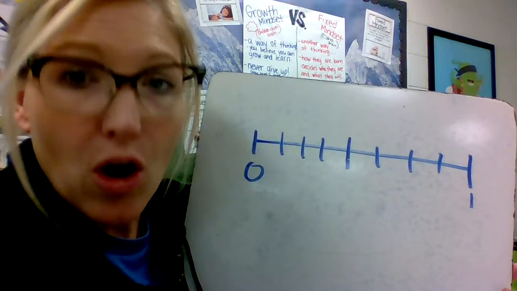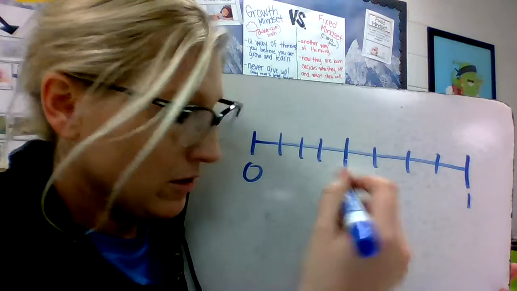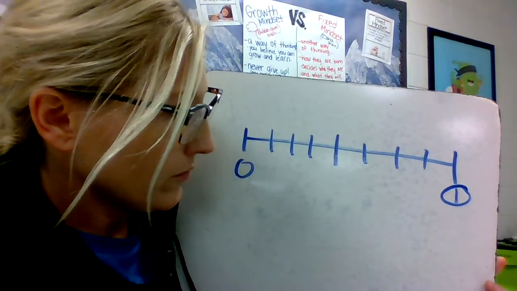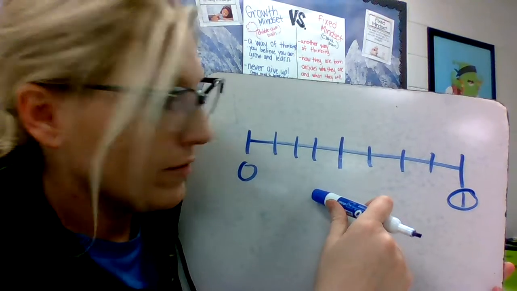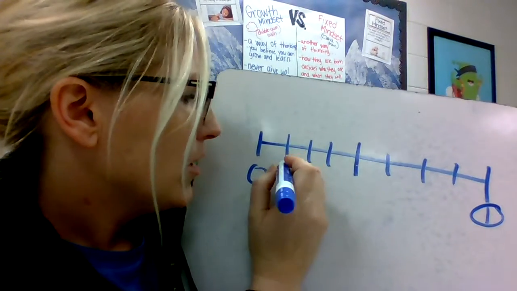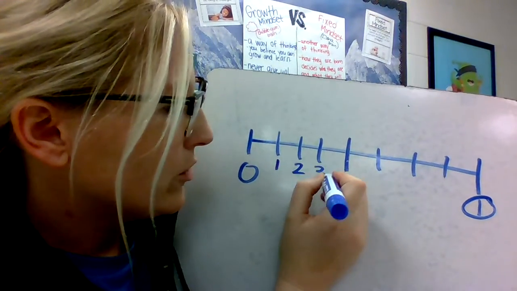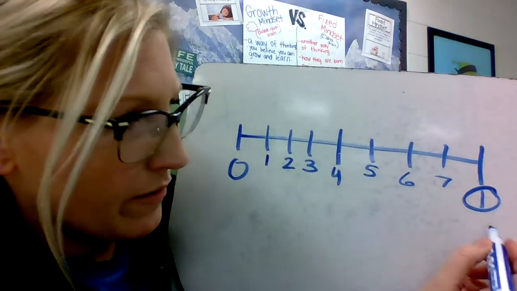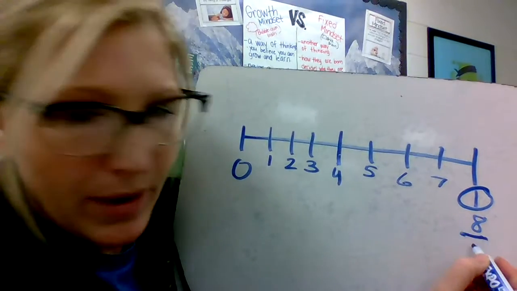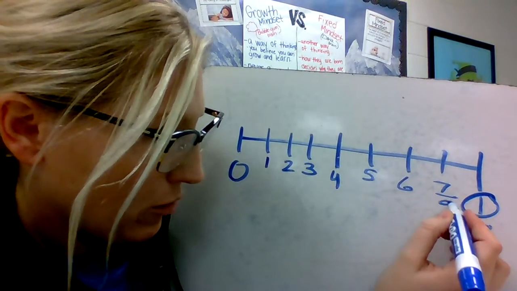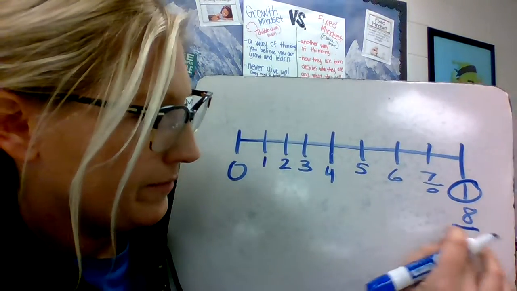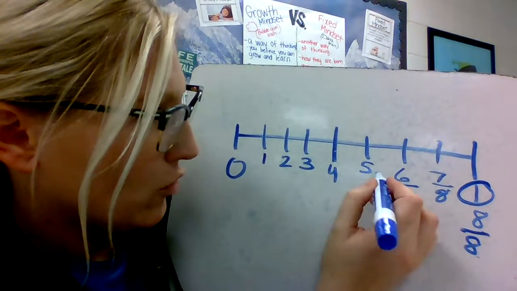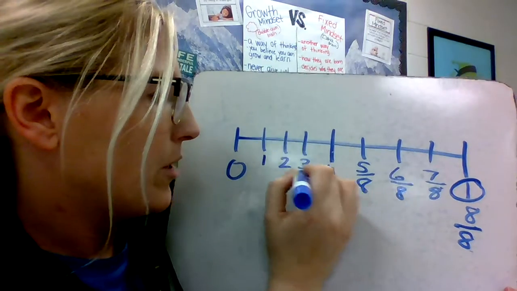Okay, you're back. Hopefully it went well, but if it didn't, follow along with me and we will fix where you went wrong. Like I said, I like to label my numerators first: 1, 2, 3, 4, 5, 6, 7, 8. Now I know what my denominator is. 8 is the denominator. I go back through and label all my denominators 8.